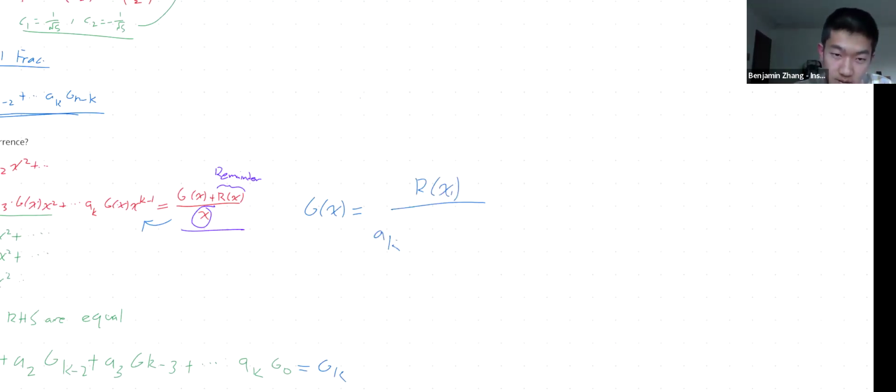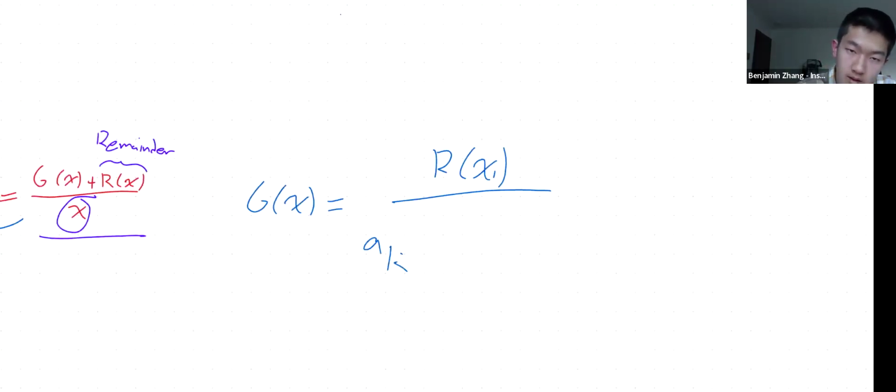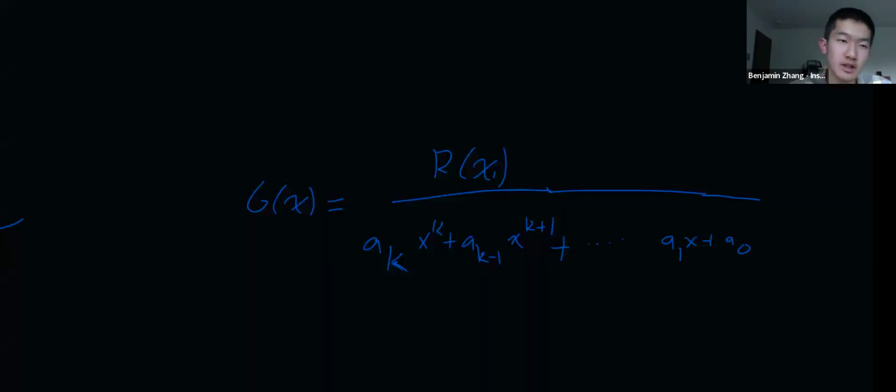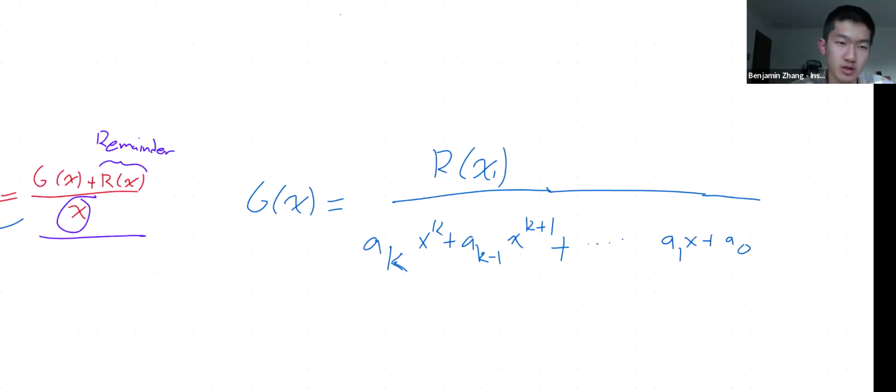Sorry, let me zoom in a bit. a of k times x to the k plus a of k minus 1 times x to the k minus 1, and then all the way until a1 x plus a0. And then it's minus 1 because it's minus g of x, because we do not have that term here. Sorry, so this would actually be minus 1.